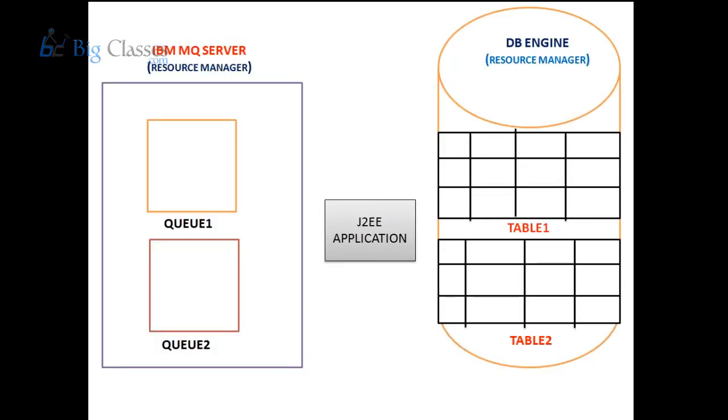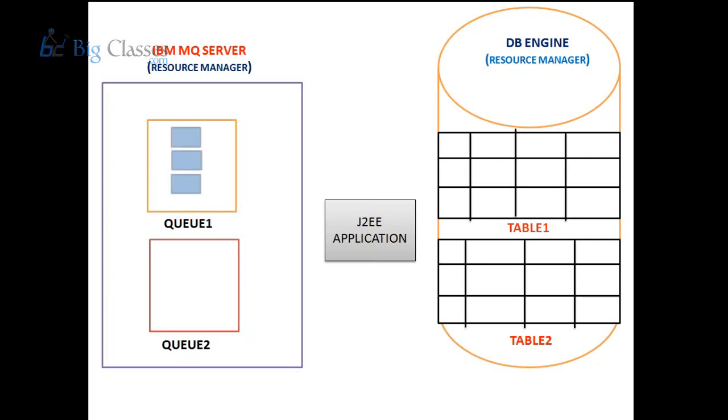If you compare the IBM MQ server with the DB engine, it is easy to understand, Uday. You know very well, in a DB engine we create tables to hold data as records permanently, right? Uday, what do we create in a DB engine to hold data? Tables. Tables are going to hold data as records permanently, right? Yes. Whereas in the MQ server, we create queues to hold data as messages until processed by the remote application.